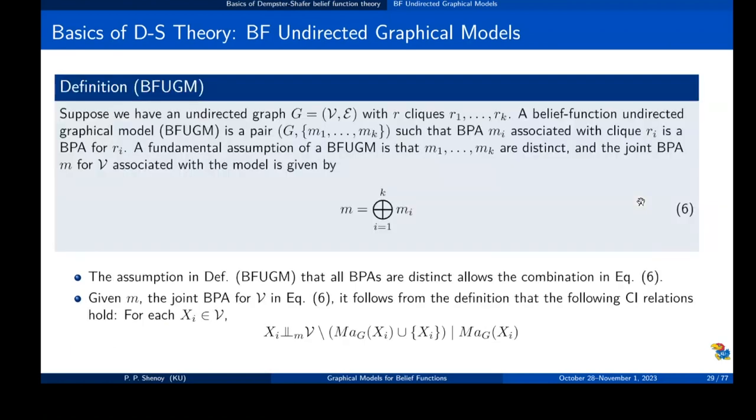So here's the definition of an undirected graphical model. Suppose we have K cliques, R1 to RK, where K is less than the number of nodes. A belief function undirected graphical model is a pair, the graph G with a variable associated with each clique, M1 up to MK, such that the BPA Mi associated with the clique is the BPA for Ri. A fundamental assumption of an undirected graphical model is that these are all distinct. And the joint BPA is the Dempster's combination of all the BPAs. The assumption of distinctness allows us to combine these things.